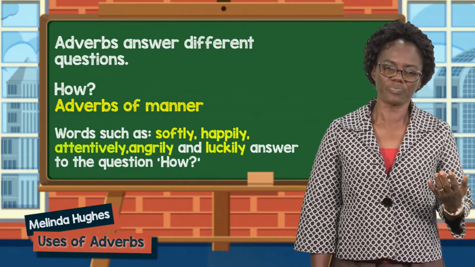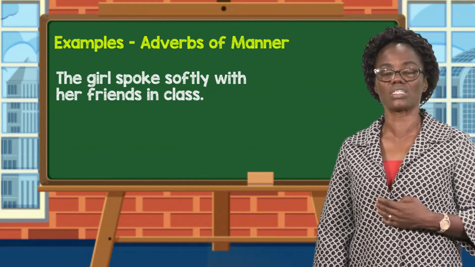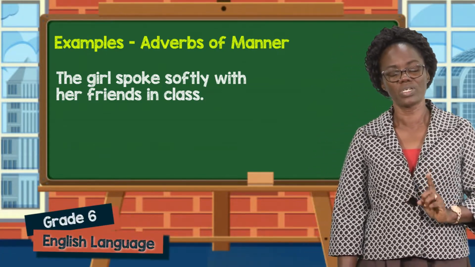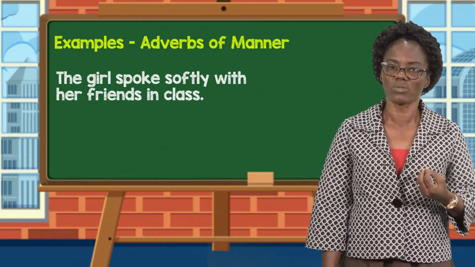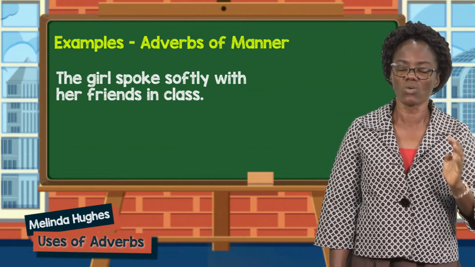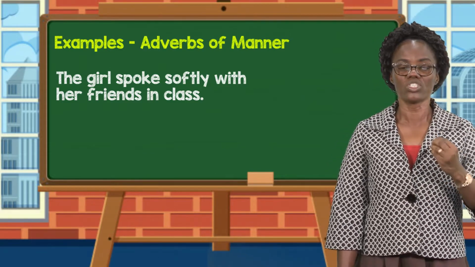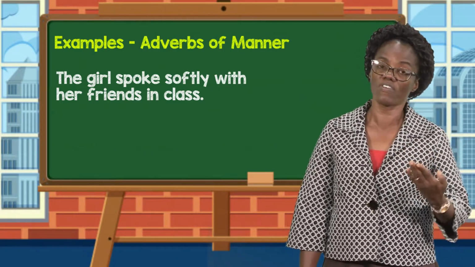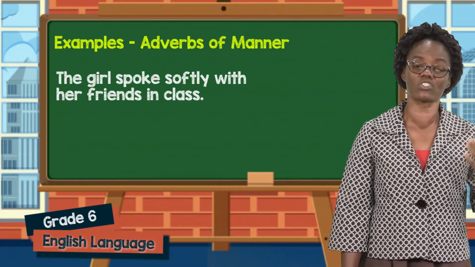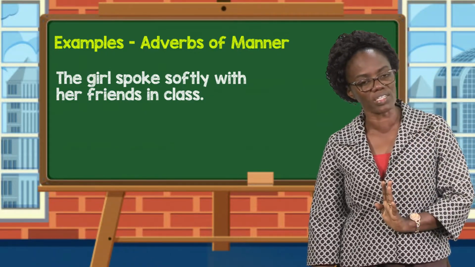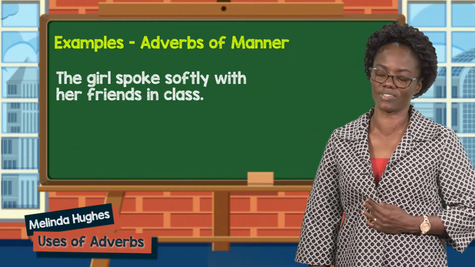So for example, the sentence, the girl spoke softly with her friends in the class, has an adverb. As a matter of fact, in order to identify that adverb, you must be able to identify which word is the verb. And so, in finding that word, you will be able to find the adverb and then ask the question so that you will see it answers the question how. So let me go over that again. The girl spoke softly with her friends in class.